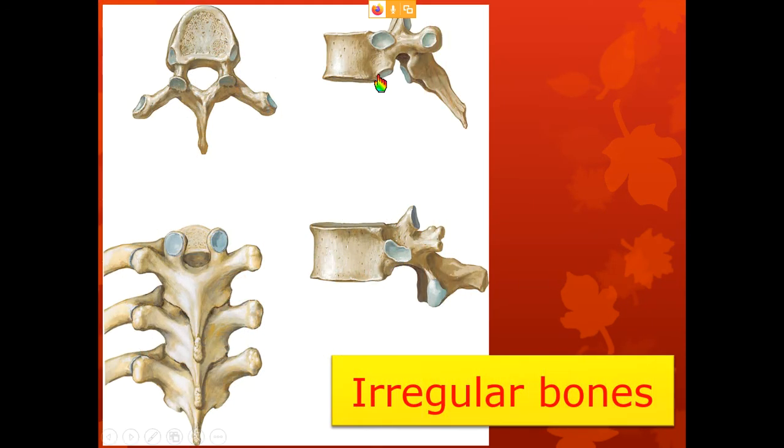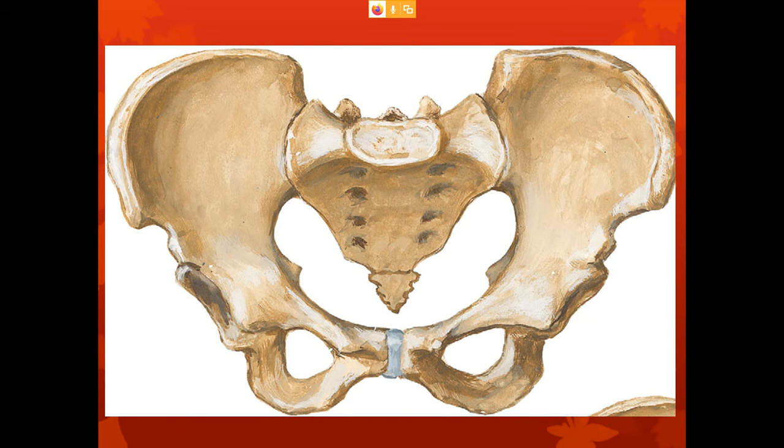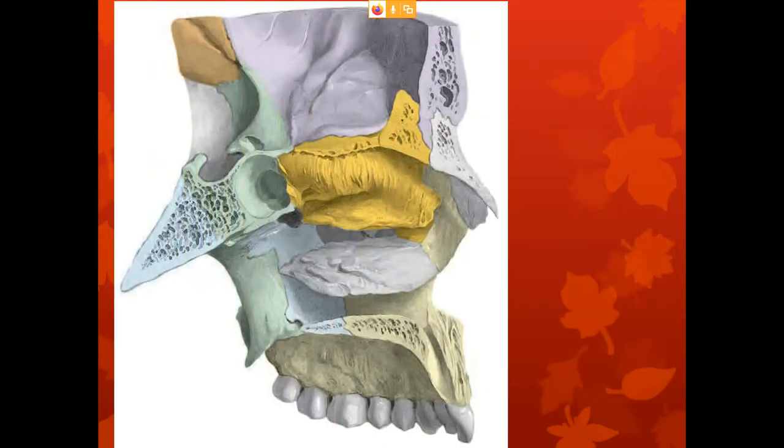Then irregular bones have different shapes, so they come under irregular bones. Even the hip bones, right and left hip bones, the bony pelvis, come under the irregular bones.